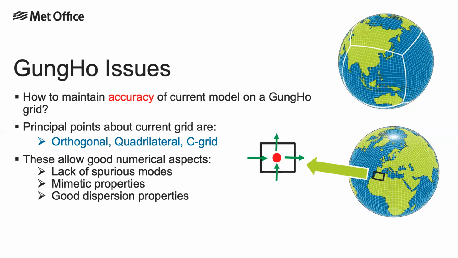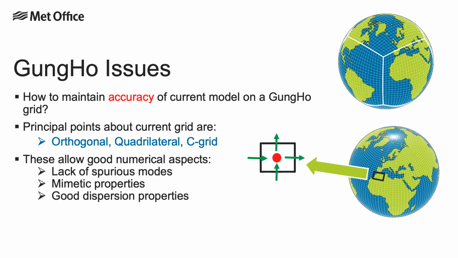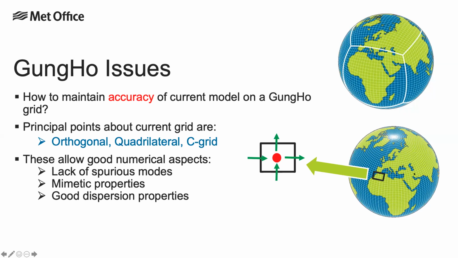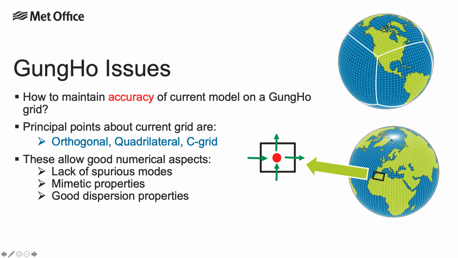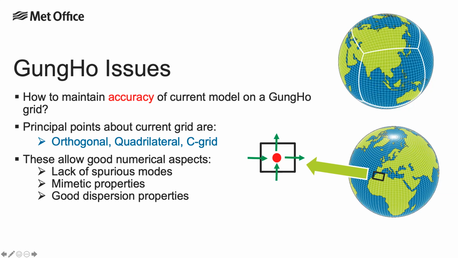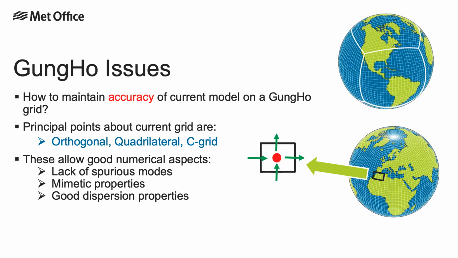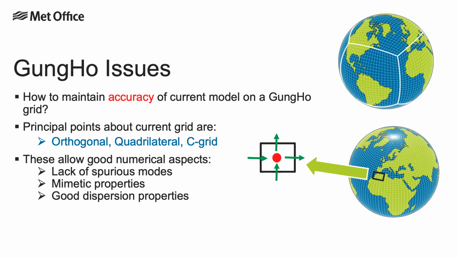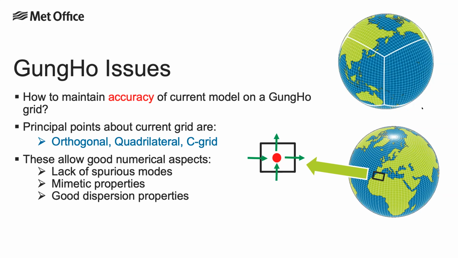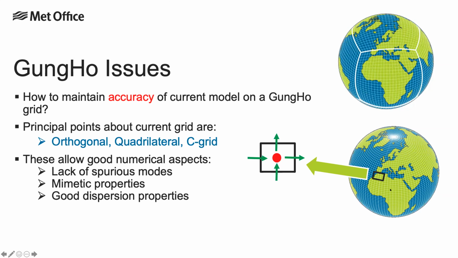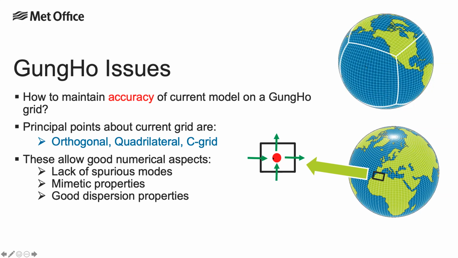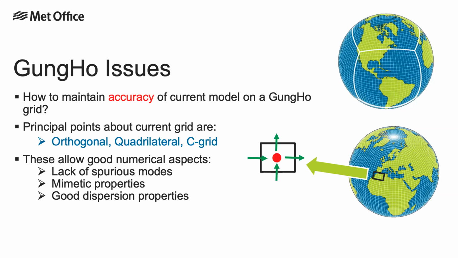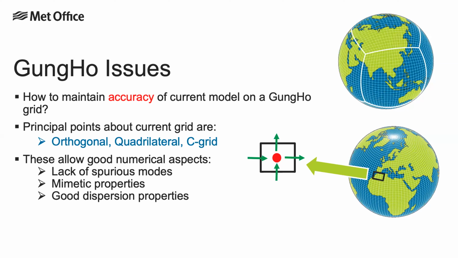So the whole motivation behind doing GungHo is to transform away from the long-lat grid that the Unified Model uses, that we see here with the obvious pole problems, into something else whilst maintaining the accuracy of the current model. From the dynamics point of view, the principal points about the current grid is it's orthogonal. This is the long-lat grid here, quadrilateral and C-grid. It has various good mathematical properties that we'd like to keep if we can, which is the lack of spurious modes, good mimetic properties and good dispersion properties.